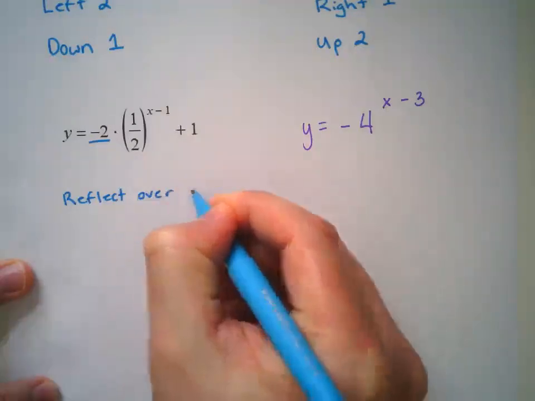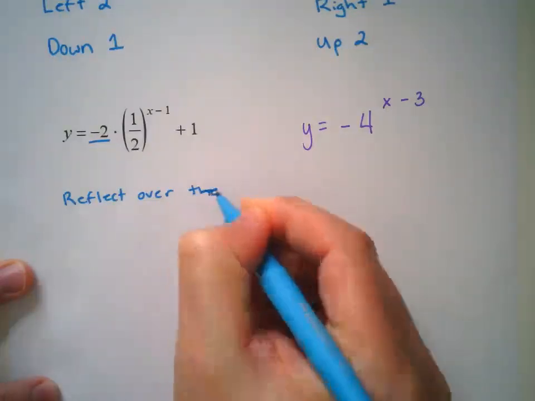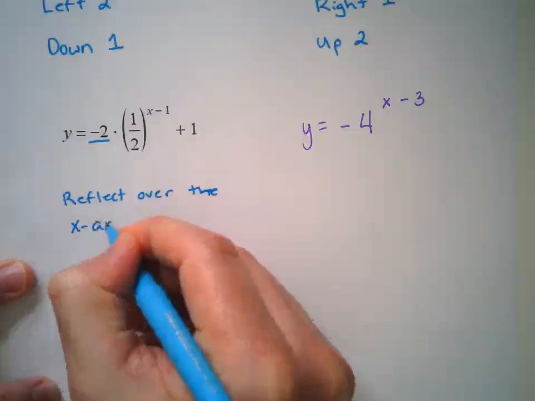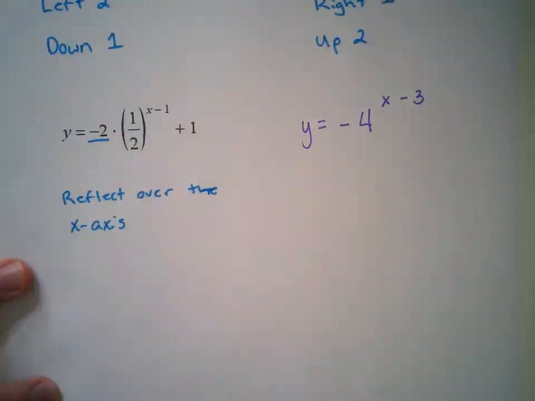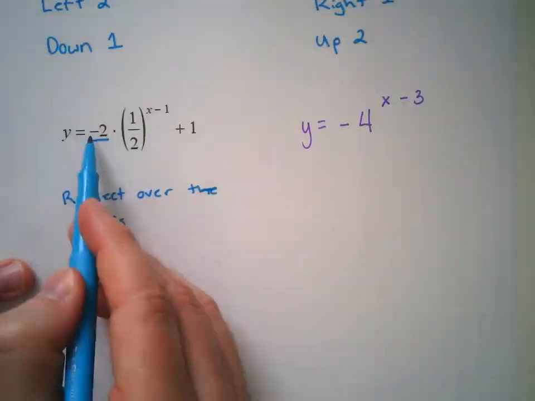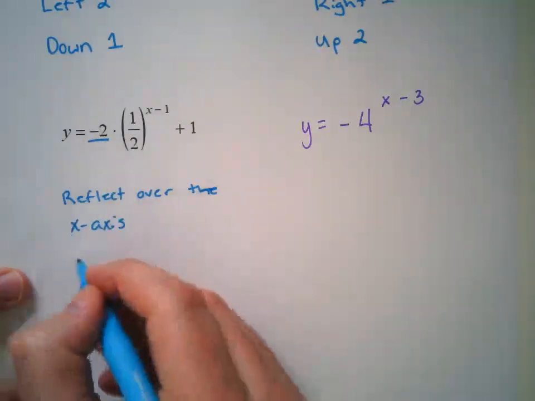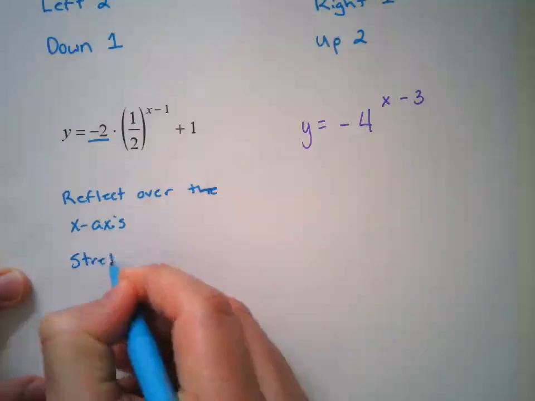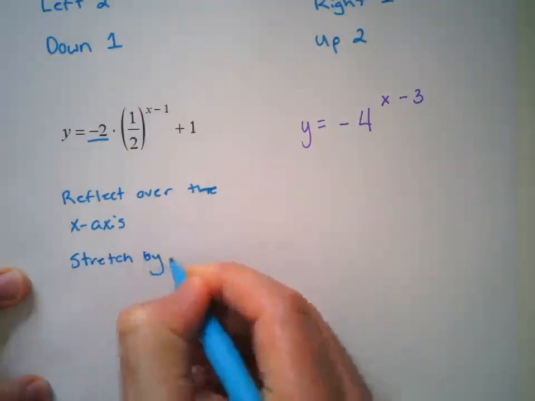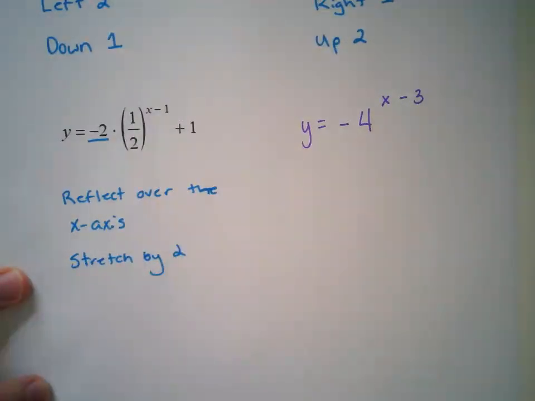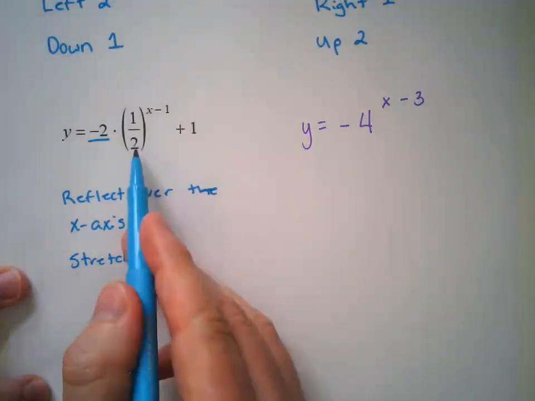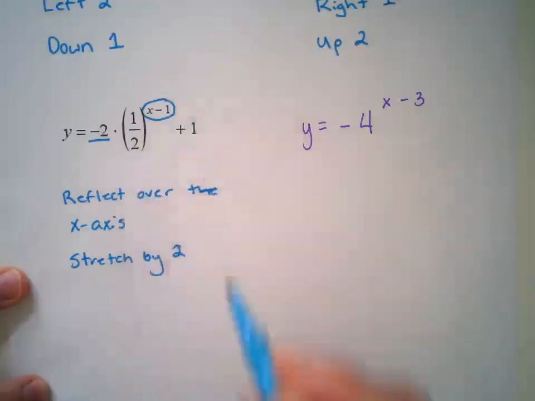over the x-axis. It's going to reflect over the x-axis. That's the first thing because of the negative up front. Now that 2 is greater than 1, so it's going to stretch by 2. All right, not concerned about the half, but we are concerned about the x minus 1.